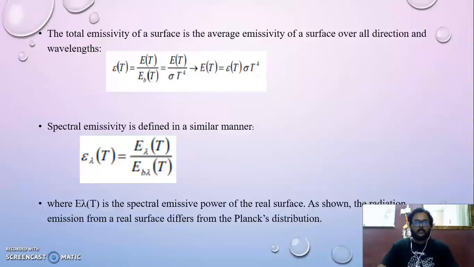Then the spectral emissivity is defined in a similar manner as well. We have ε_λ(T) = E_λ(T) over E_bλ(T), where E_λ(T) is the spectral emissive power of the real surface. As shown, the radiation emission from a real surface differs from the Planck distribution.